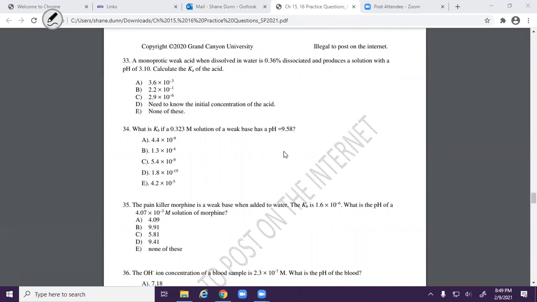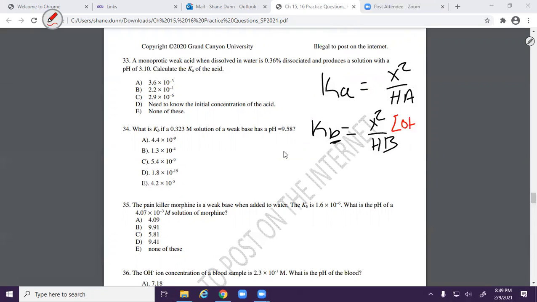Okay. What does Ka equal? X squared over HA. You're not wrong, that's correct. What's Kb equal? No, X squared over HB. This is your base, right? If you're dealing with your base, you're not dealing with the amount of hydrogen, you're dealing with the amount of OH instead. It's the same thing. So if Ka is equal to X squared over HA, Kb is equal to X squared over HB.